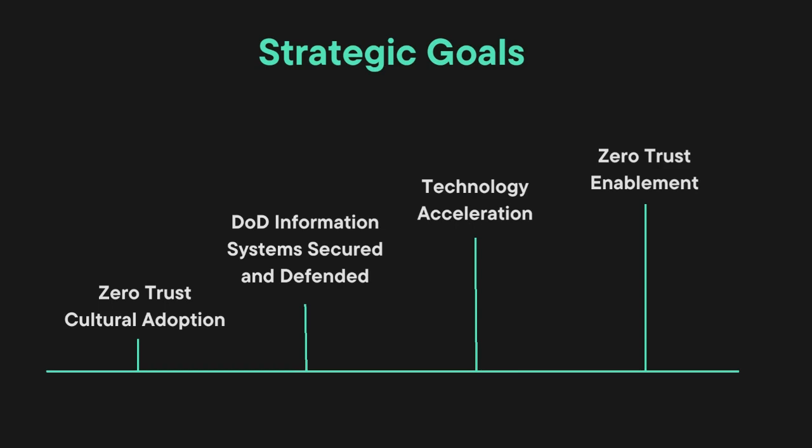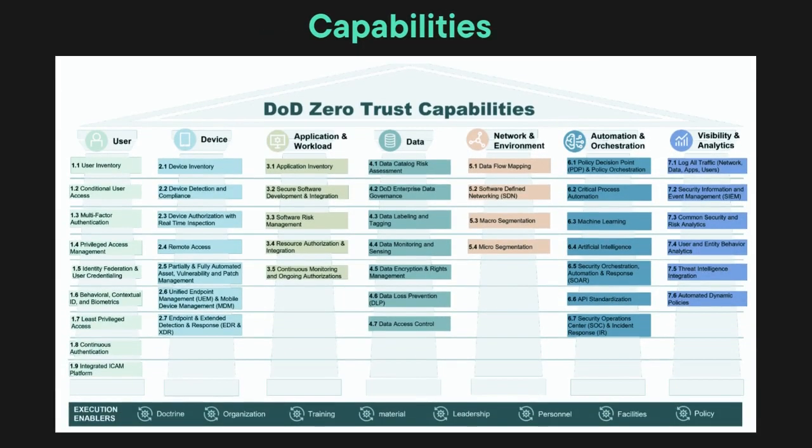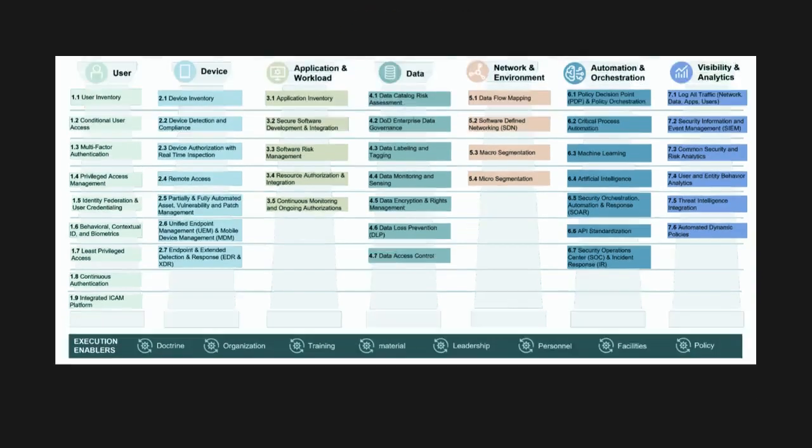Each of these strategic goals is now a subset of the various objectives across the seven pillars. Like I mentioned earlier, there are 45 different capabilities required to establish an environment of zero trust. Again, these capabilities are centered around each of the seven pillars that we discussed previously. As you can see, the 45 capabilities are broken down into subsets of user, device, application and workload, data, network and environment, automation and orchestration, visibility and analytics. This is a very important image, because this is what we're going to break down and make into actionable items, the critical capabilities that we are going to implement for zero trust.